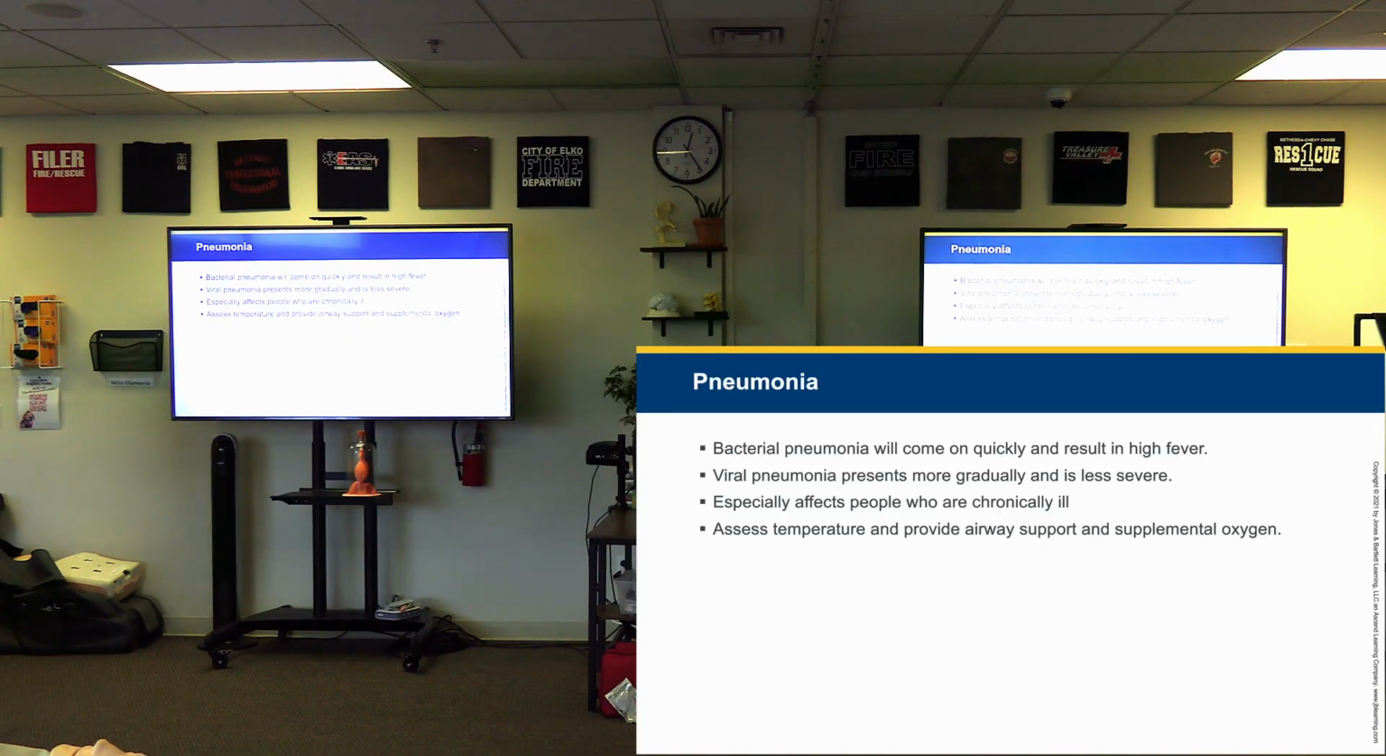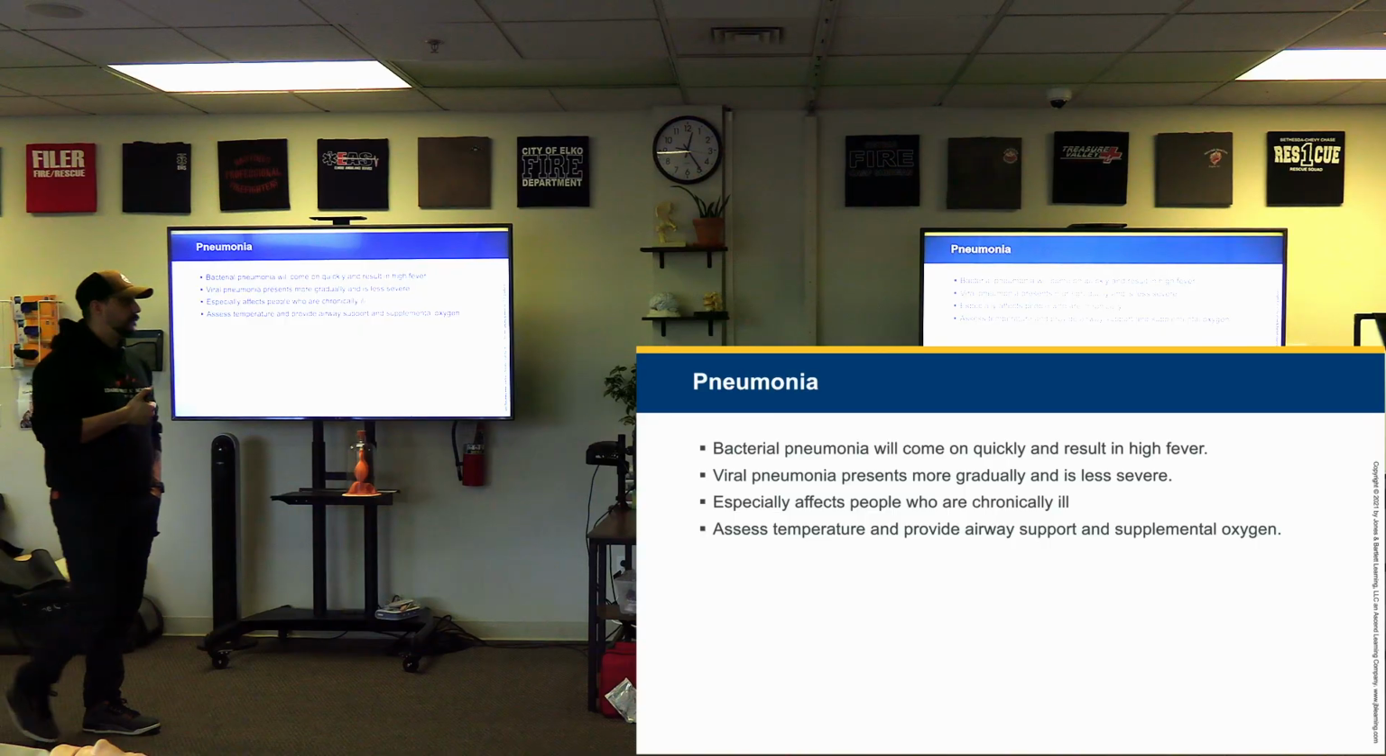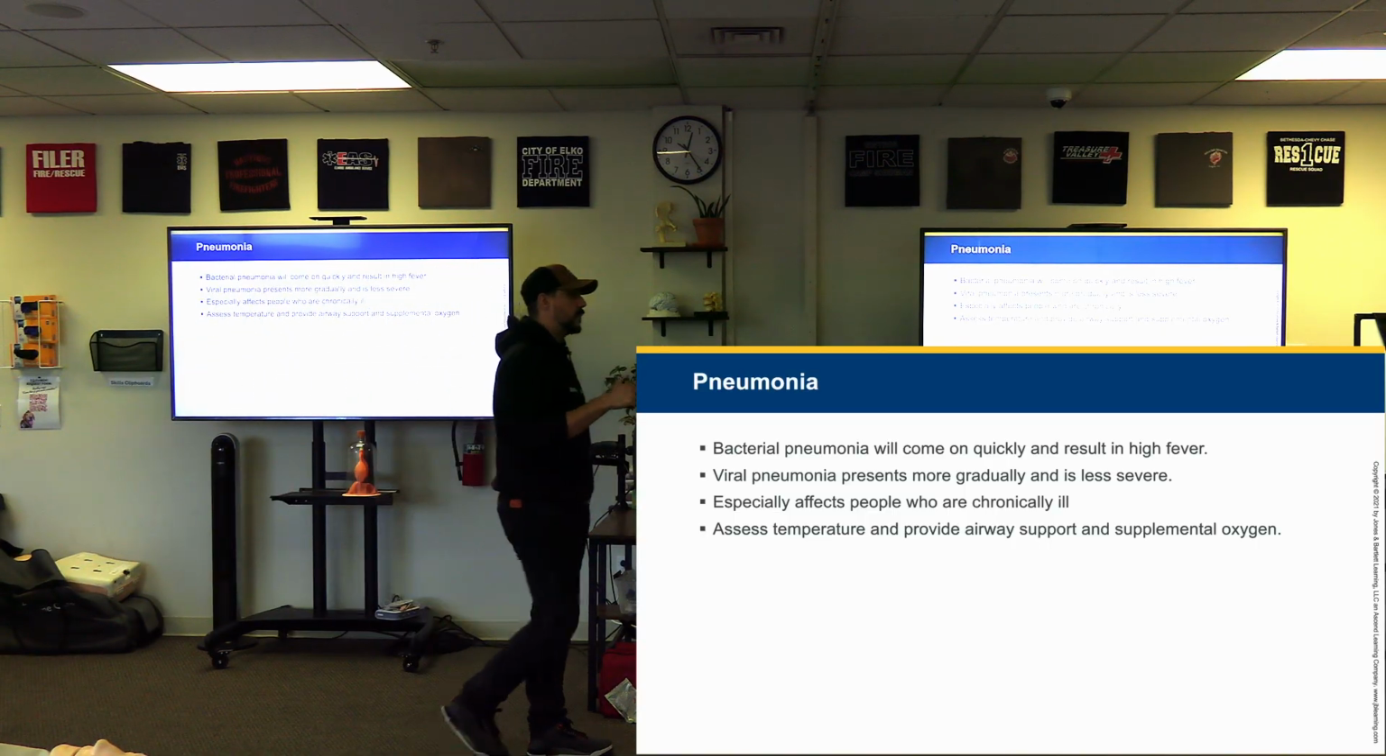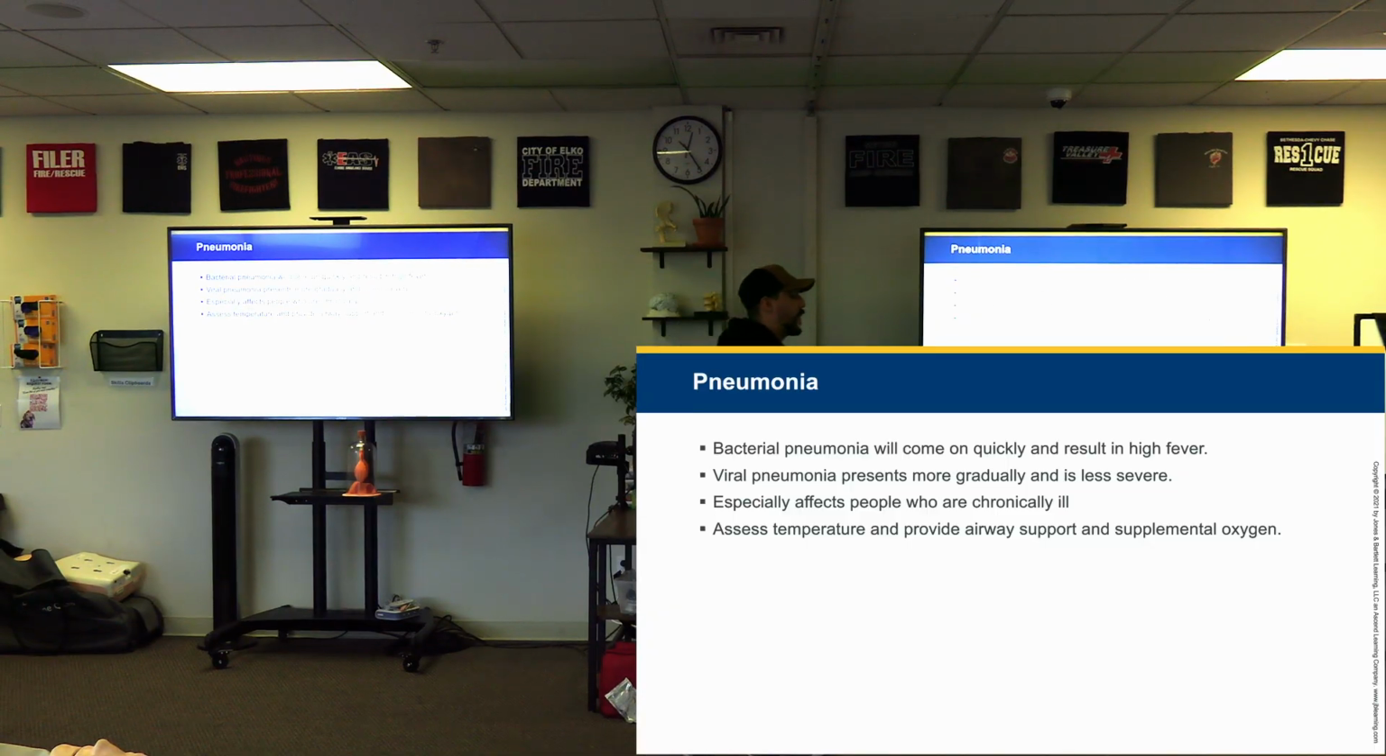But bacterial pneumonia, kind of like we talked about earlier with fevers, comes on quickly, results in a high fever, okay? Viral pneumonia tends to be more gradual and less severe. Not to say it can't be a life threat if it goes untreated, right? It can be really problematic if it goes untreated. But for the most part, it just tends to be a little bit kinder on the progression there, okay?